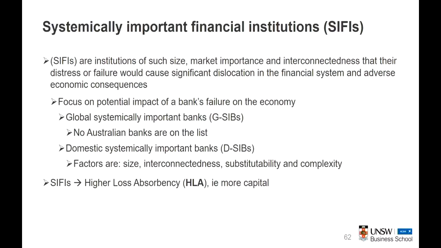So the regulators looked at it from two perspectives. Firstly, they created a list of global systemically important banks. These are banks that are large, have market importance, and are interconnected globally, such that if they go down, there's an impact on the global economy. When this standard was being introduced, one Australian bank was considered for this list. Can anyone guess what that bank was?